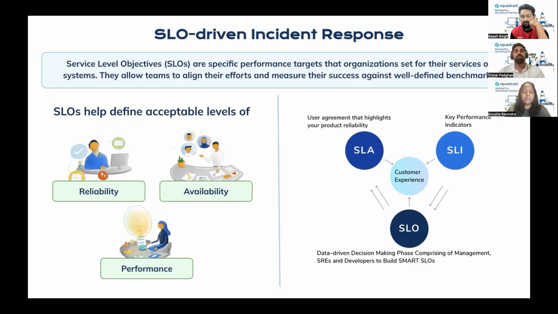Are you meeting your business outcomes, and are they resulting in happier customers? So that is what service-driven incident response is all about.